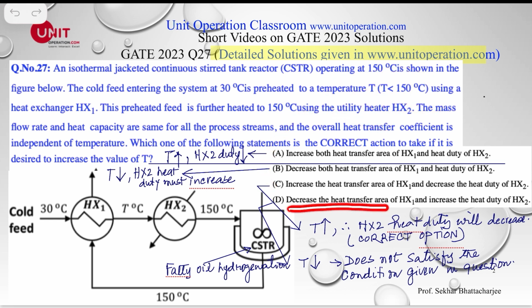And option D: decrease the heat transfer area of HX1. If we decrease the heat transfer area of HX1, the temperature will decrease, which is again not true. Okay. So the correct option is C.